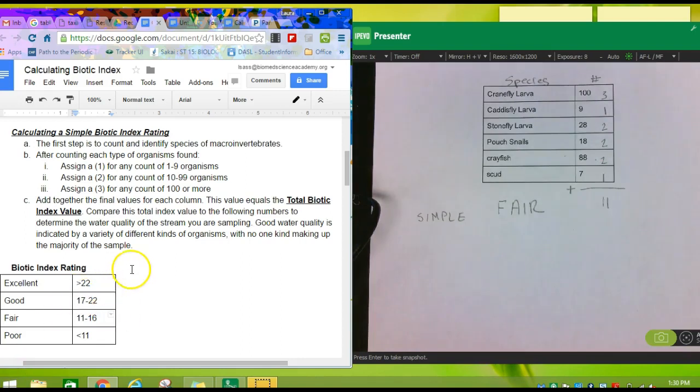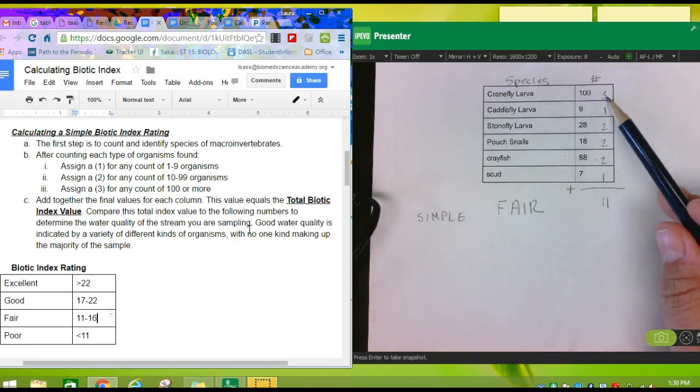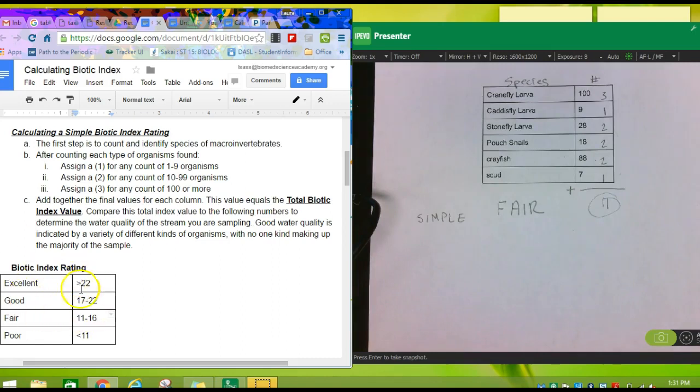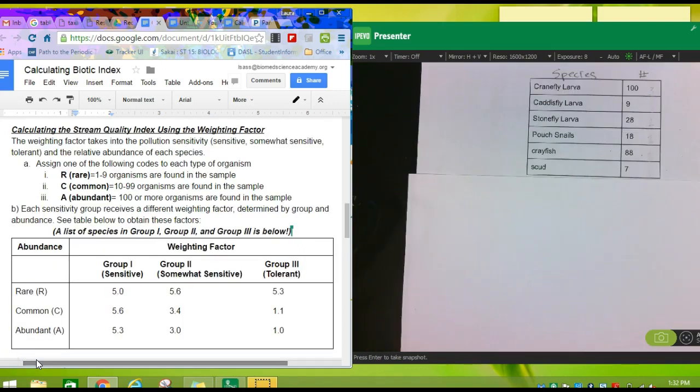Again, it's looking at diversity of species and looking to see that this river isn't dominated by just 1 or 2 species. So that's how the simple index works. Categorize your numbers based on how many there are, and then add up those values to get an overall rating. Compare that rating to this table, and that gives you your category of excellent, good, fair, or poor. So go ahead and try the examples and those practice problems using the simple index, but moving on into how to calculate the index using the weighting factor.